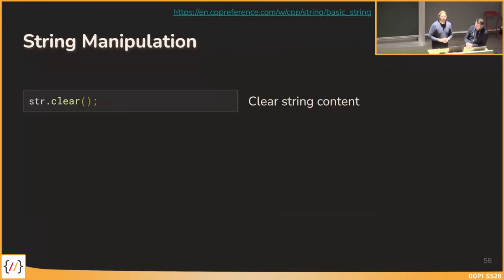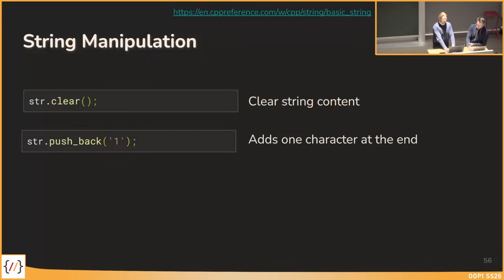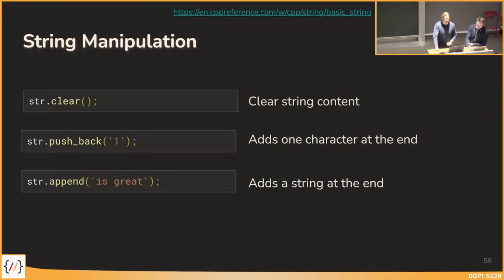We also have a lot of different functions for string manipulation. We'll go through them quite quickly. We can clear the contents of a string using the clear function. There's also push_back, similar to vectors, where we can add another character. Then there's also the append function, which is used to append not only one character, but another string at the end of the existing string.